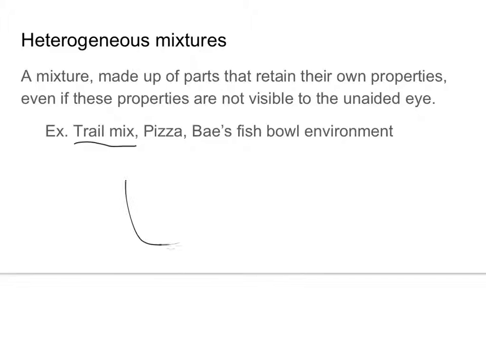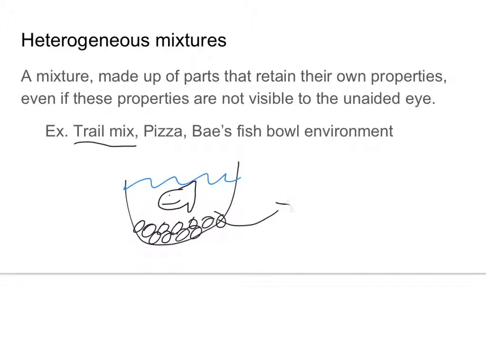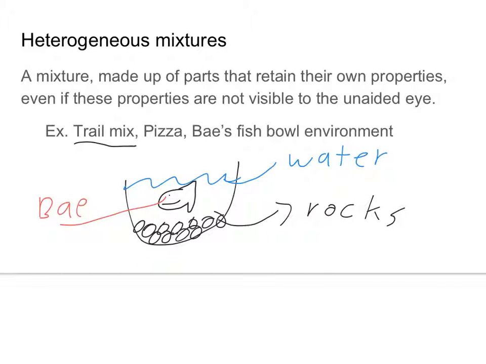If you think about Bay's fishbowl, and I'll draw it here. Bay's fishbowl has water in it. It's got rocks at the bottom. It has Bay in it. There we go. We have at least 3 different parts here. We have the rocks at the bottom. We have the water. We have Bay himself, who's part of that environment. All those things combine to make what's in that fishbowl.